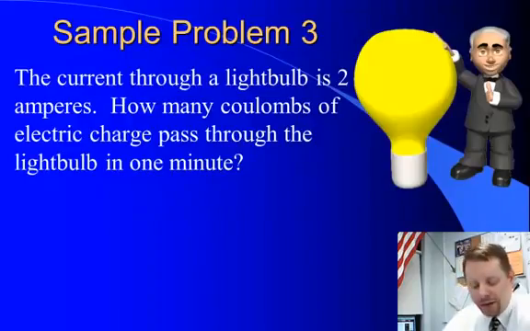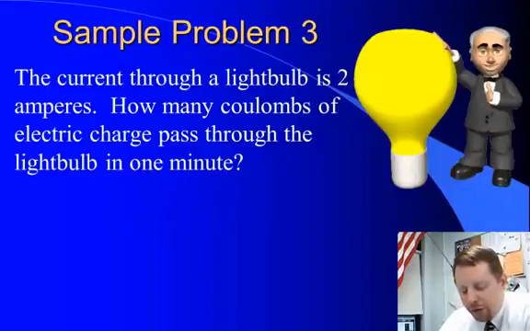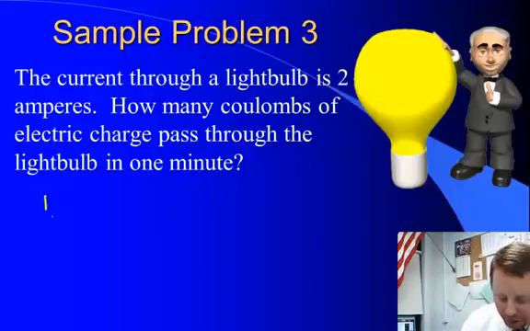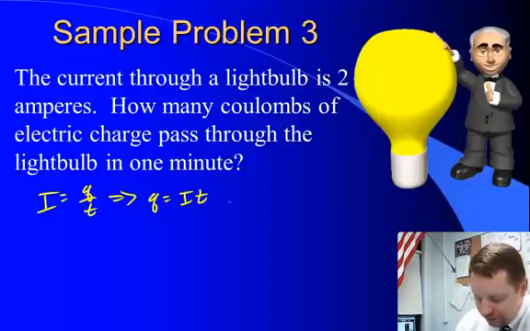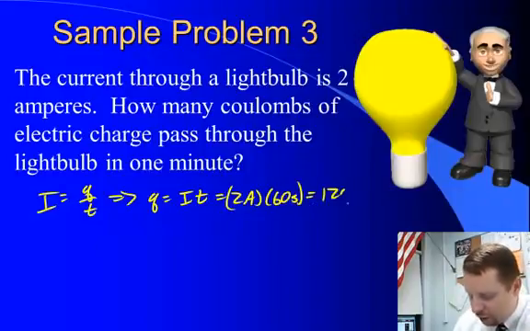Going a little bit more in depth, the current through a light bulb is 2 amps. How many coulombs of electric charge pass through the light bulb in 1 minute? Well, current is charge divided by time. Therefore, charge must be current times time, or 2 amps times 1 minute, or 60 seconds, gives us 120 coulombs.